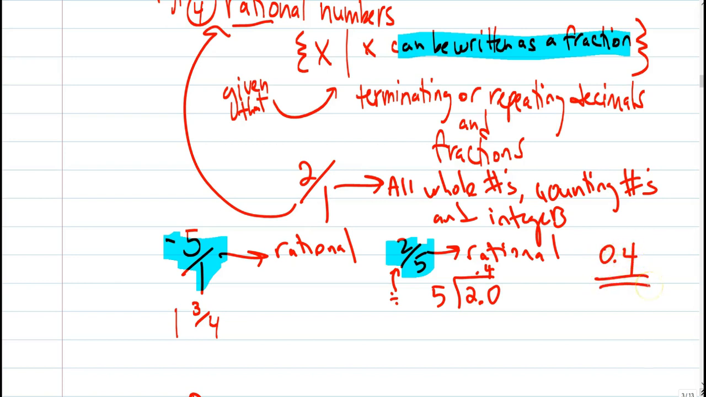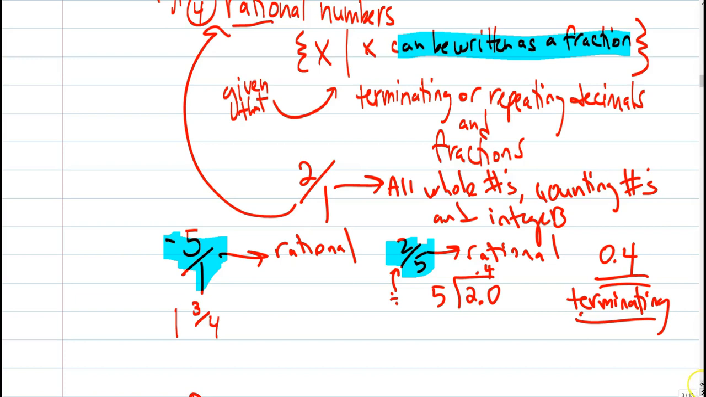Why? Because it is a terminating decimal. What does terminate mean? It ends, right? You want to terminate something? It ends. So this is a terminating decimal. Any decimal that ends, that is not non-ending, it stops, can be written as a fraction.